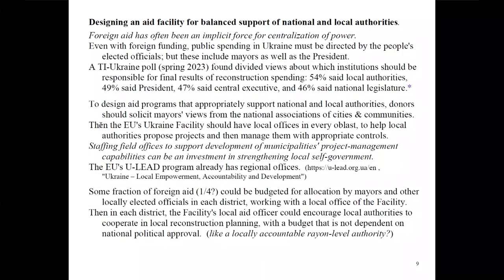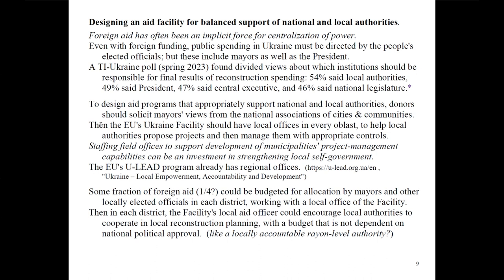I would argue that some fraction of foreign aid, I'll toss out a number, a quarter. Why do I say a quarter? Some fraction of foreign aid, perhaps a quarter, could be budgeted for allocation by mayors and locally elected officials. And that quarter of foreign aid could be, by some simple reasonable formula, subdivided into target totals of grants for each district of Ukraine. And you can take into account population and damage and war, whatever else you want in those formulas.